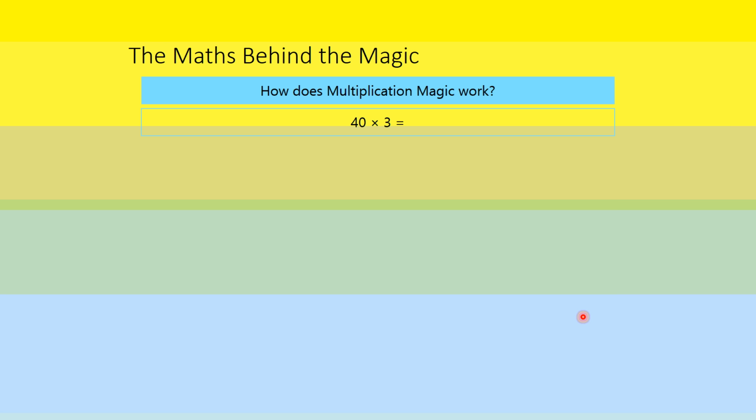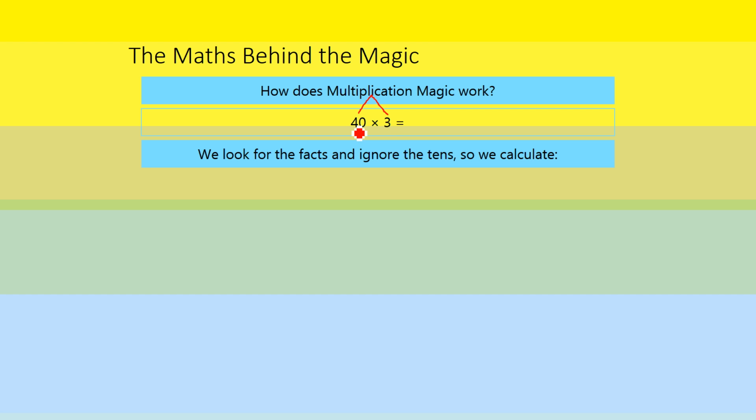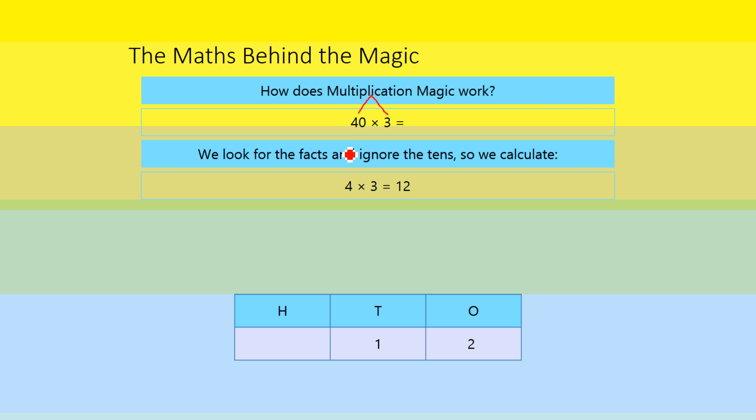Okay, here's an example. 40 times 3. Again, looks quite tricky, doesn't it? Let's make it a little bit easier for ourselves. Let's draw the wizard's hat, ignoring that 0 and pointing to these 2 digits here. 4 times 3. So we're going to ignore that 0, we're going to ignore the fact that it's a multiple of 10, and we're going to be calculating 4 times 3, which we know is 12.